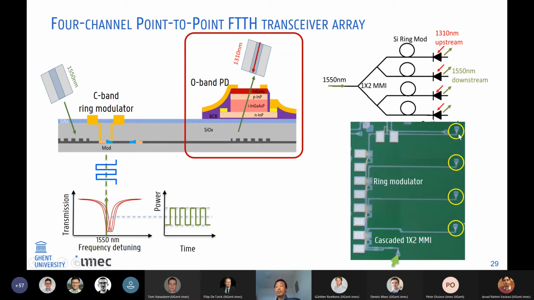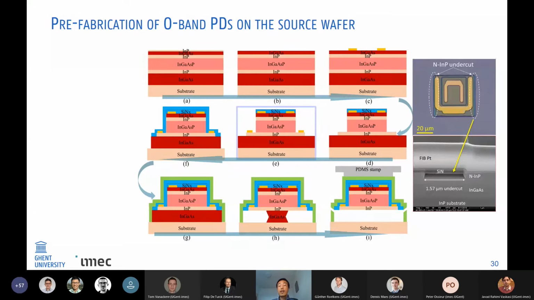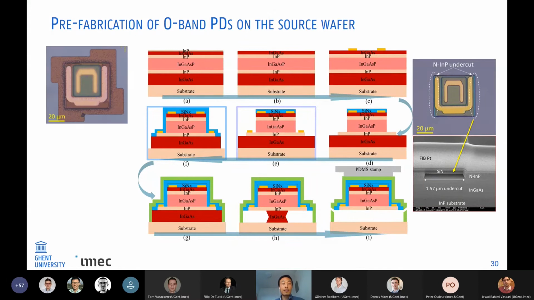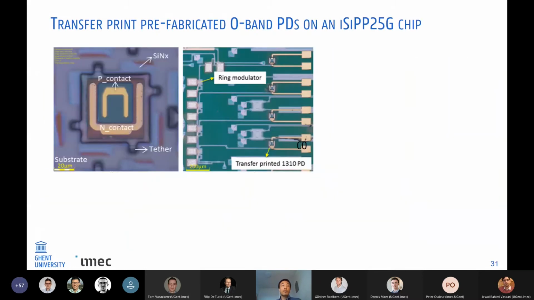transceivers. So our target is to integrate these detectors onto the grating coupler. And this is the process flow. It's a very standard process flow for the III-V post fabrication. Here we define these detectors on the substrates, and then we protect the side walls, the mesa of the detector, using silicon nitride, and then we release it using iron chloride. Then we're ready for transfer printing.